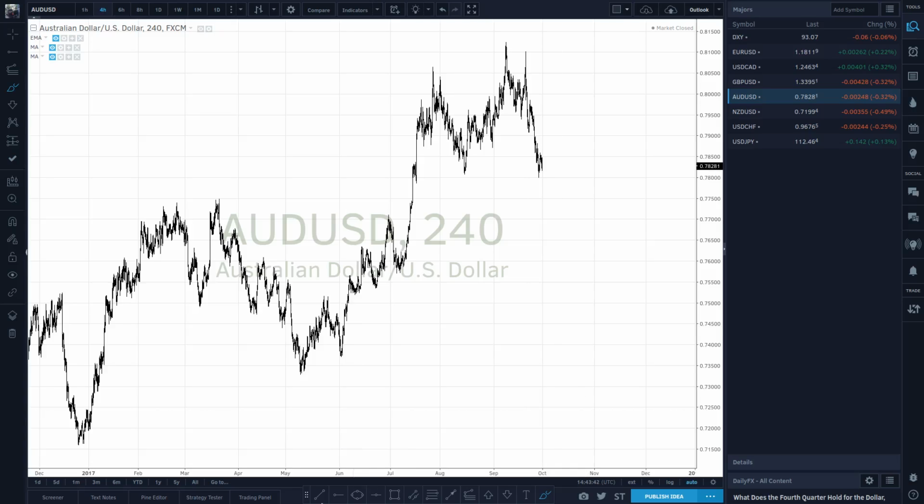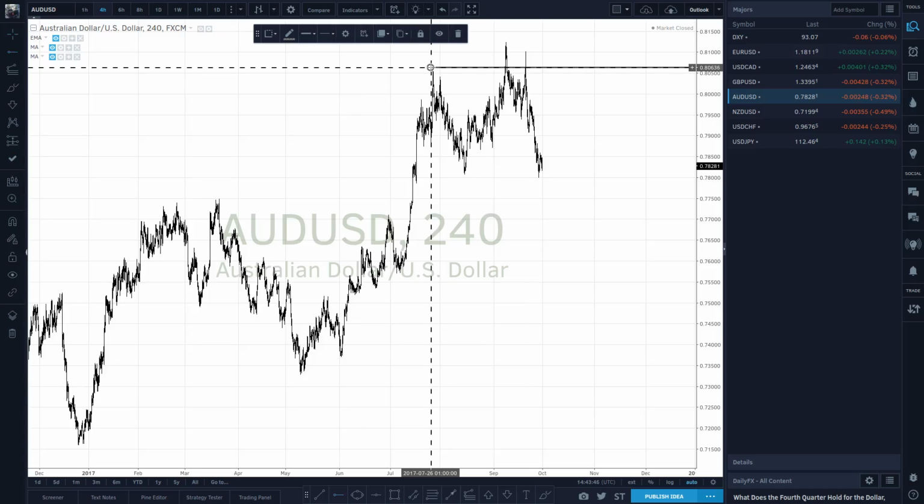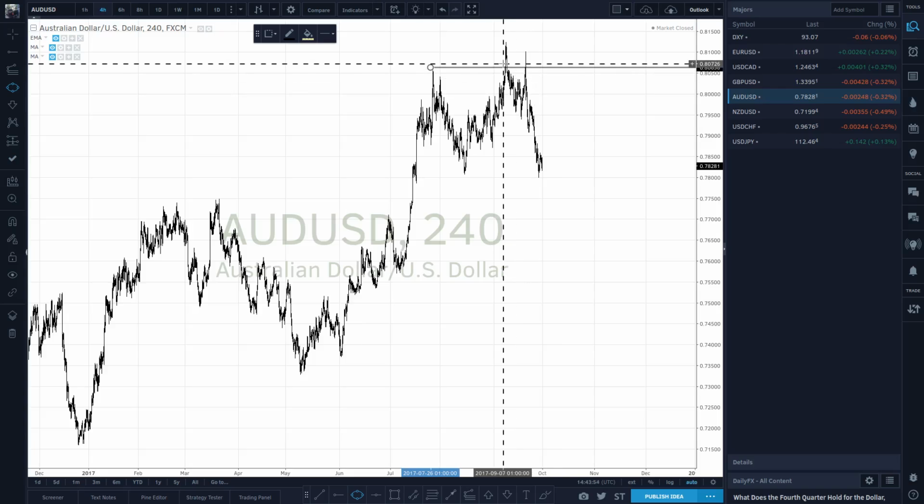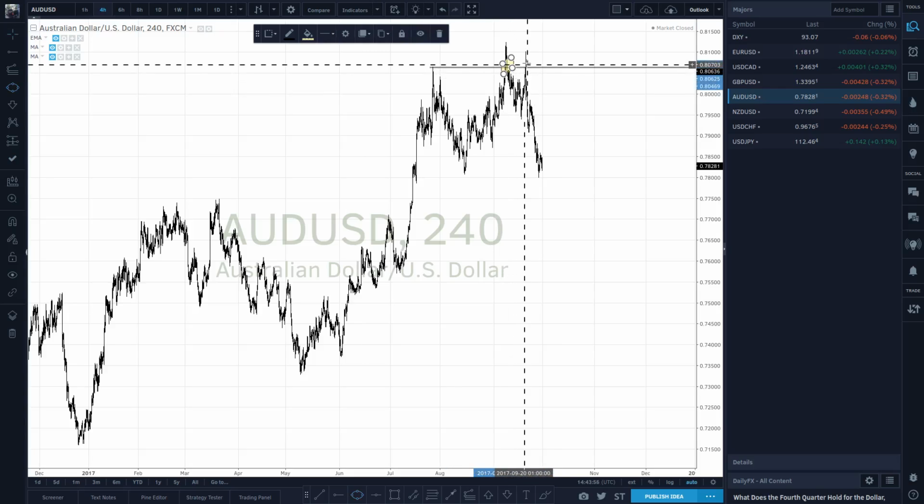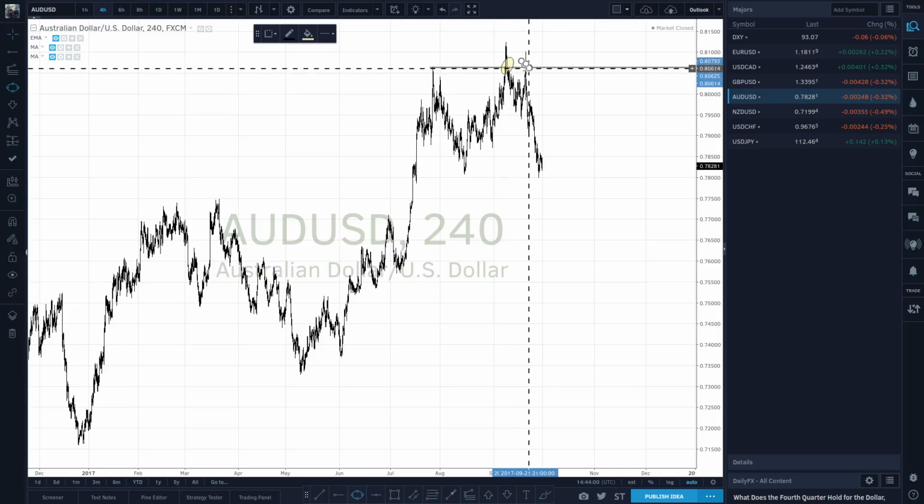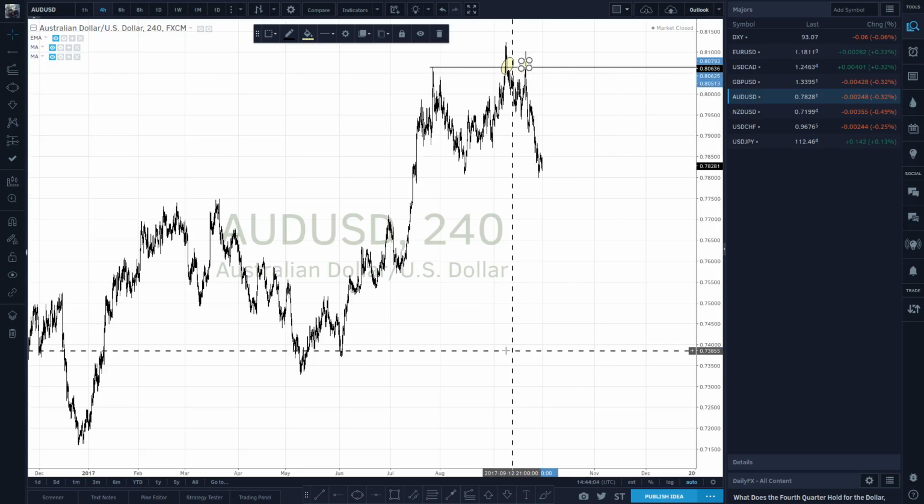Aussie dollar. I'll immediately point out this is a nice axis candle right here. Very classic. Price makes the axis candle, price comes back down, makes a new high, creates the false breaks, which has happened twice. And those were your trading areas.